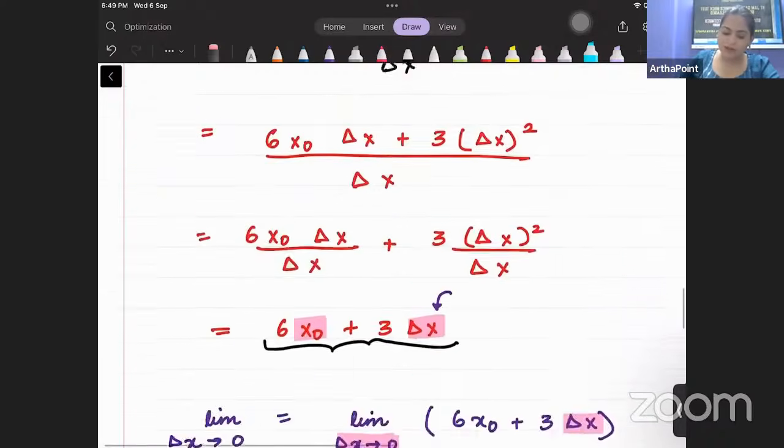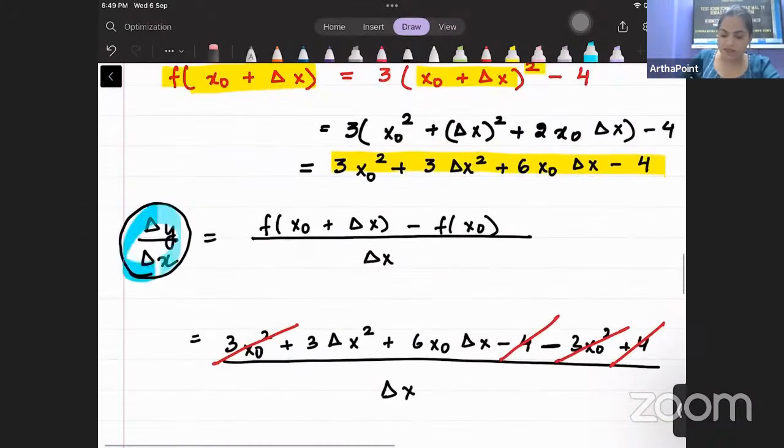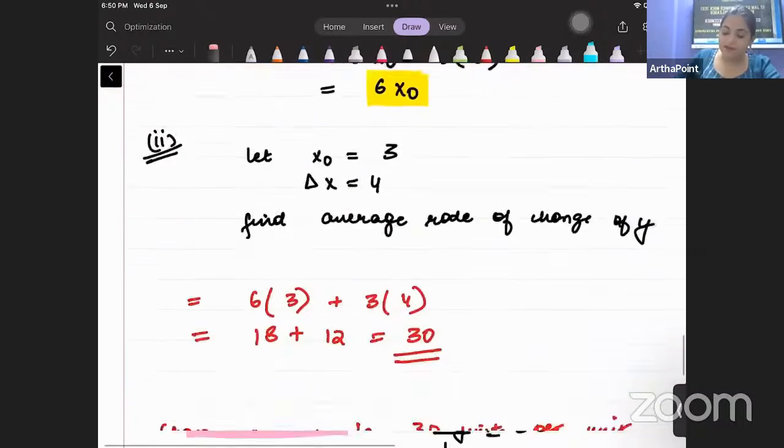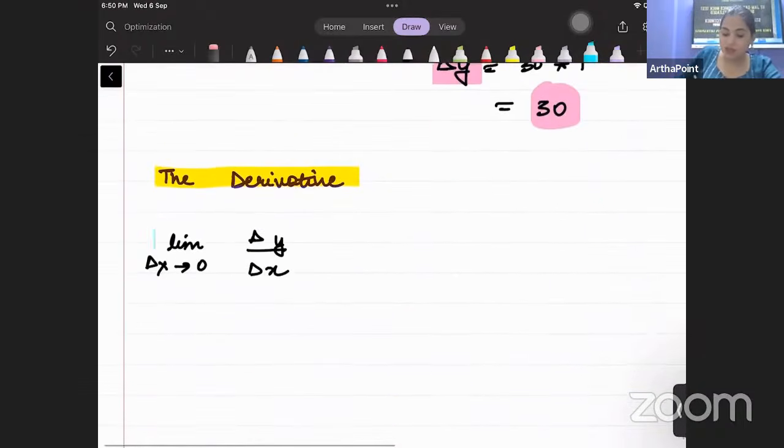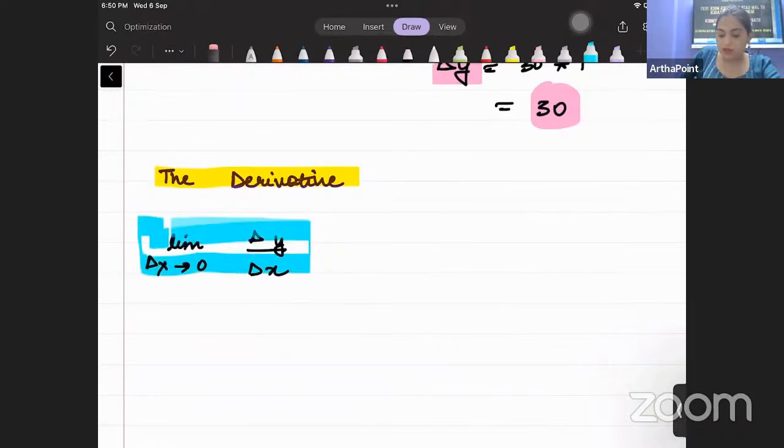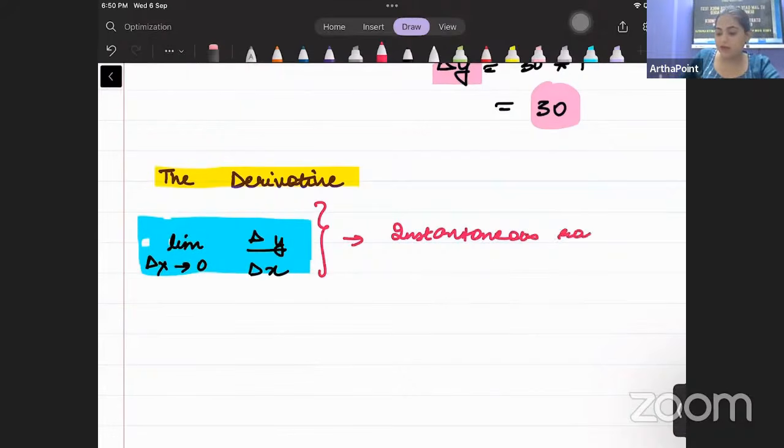So beta, when we found out change in y by change in x, what term did we call it? We called this the average rate of change. Similarly, when we put limit change in x tends to 0, when we make change in x zero, the answer that we get is called the instantaneous rate of change. What is that called?